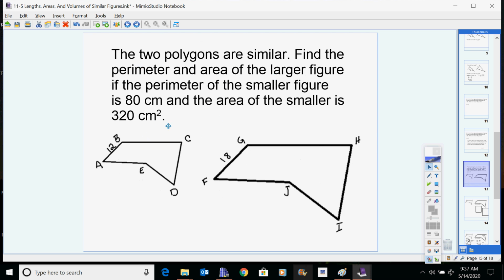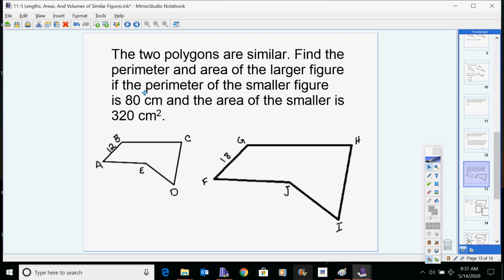So these 2 polygons are similar, and we want to do 2 things. We want to find the perimeter, and we want to find the area of this larger figure. We're given that the perimeter of the smaller figure is 80 centimeters. Notice that that's a linear measure, because we're measuring the distance around. And the area of this oddball figure is 320 square centimeters. I don't need to know any of the other sides for this. All I have to be able to do is do a calculation.